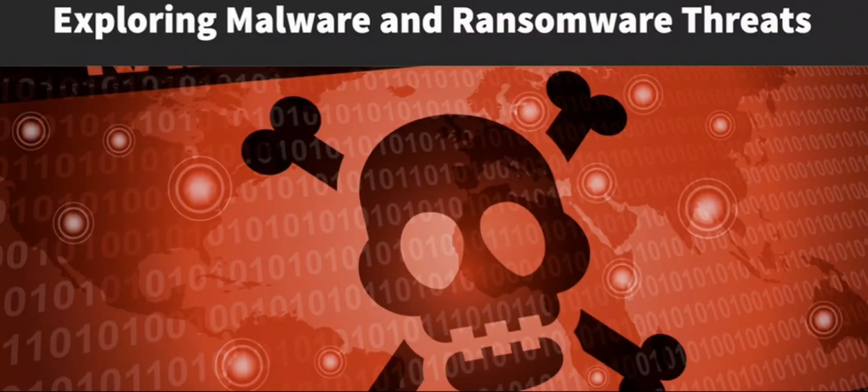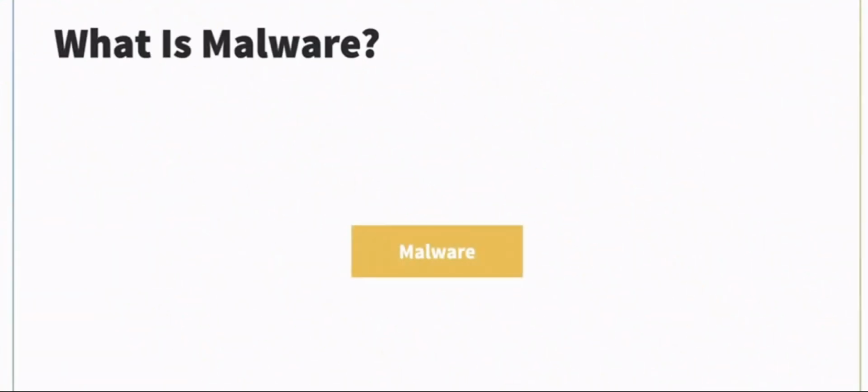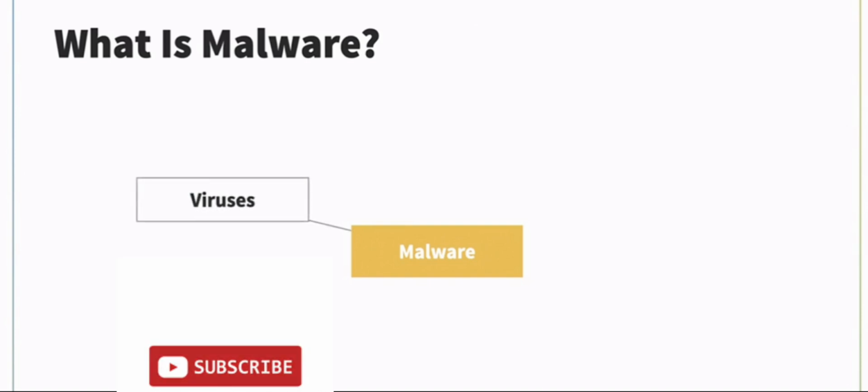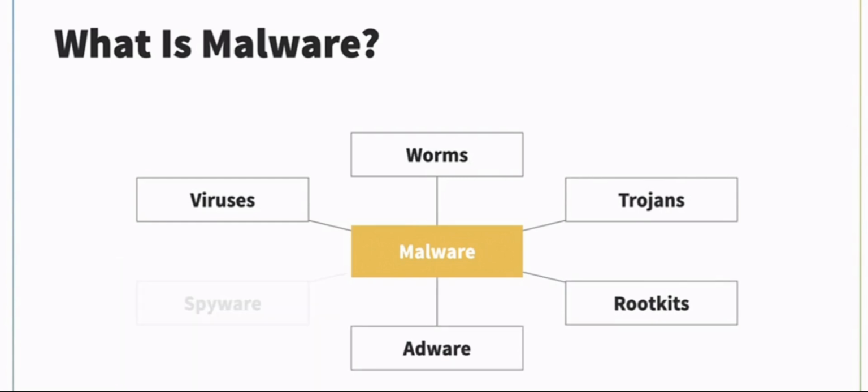Ransomware has many of the same characteristics of malware, so it makes sense to examine them together. First, what is malware? Malware is a catch-all term for any software that is designed to gain unauthorized access to computers or network equipment with the goals of causing damage, extracting information, or making money for the attackers. Malware can take on many forms, including viruses, worms, trojans, rootkits, adware, and spyware.